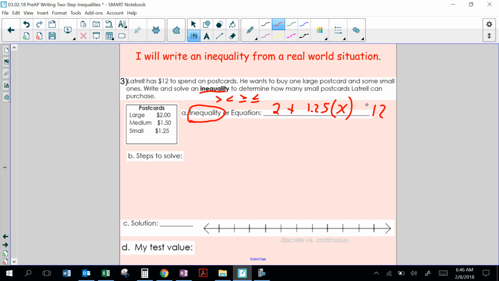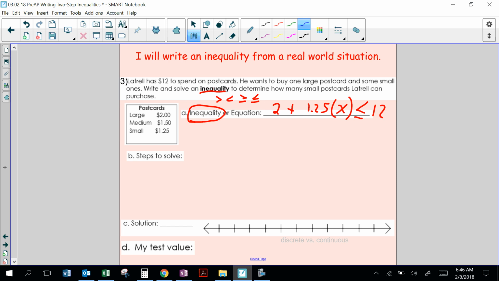That means, can he spend more than that or less than that? He has to spend less than that. But could he spend $12? Yes. He has $12. He can spend all of it if he wants to, but he has to spend less than or equal to $12. So let's solve this.